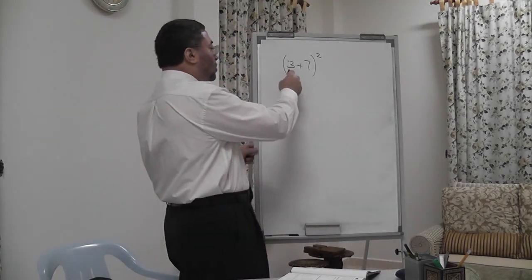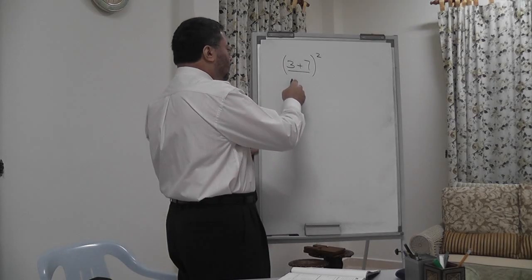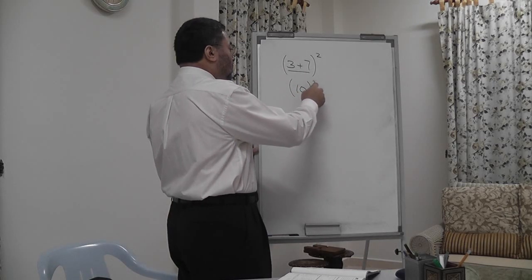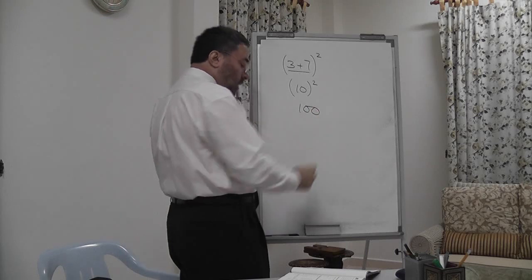In this case we are going to do what's inside the parentheses first, and that's 10, and then we square it, and that will be 100.